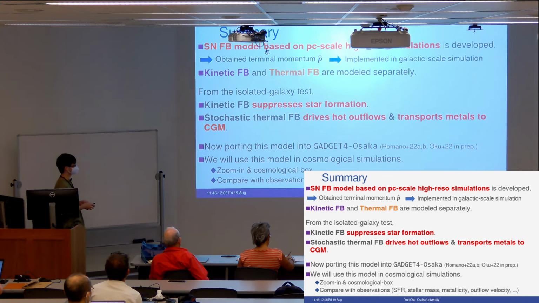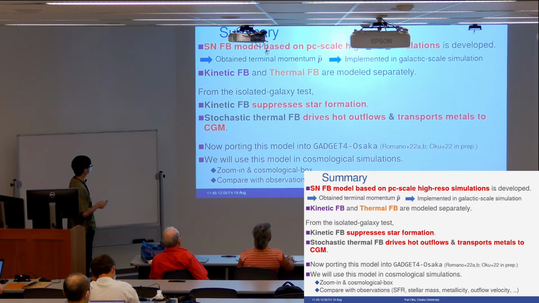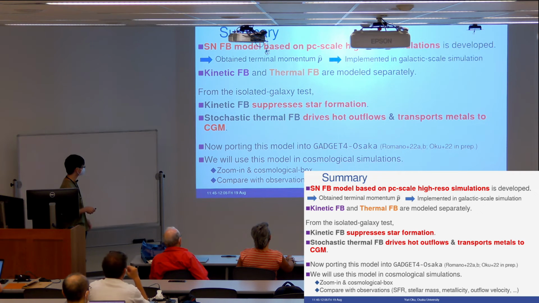Okay, so this is the summary. We developed a supernova feedback model based on high-resolution simulation, and show that the kinetic feedback suppresses star formation, while thermal feedback drives hot outflow and transports metals to the CGM. And now I'm porting this model to Gadget-4 Osaka code. Our next step is to use this model in realistic cosmological simulation and compare with observation. Thank you.